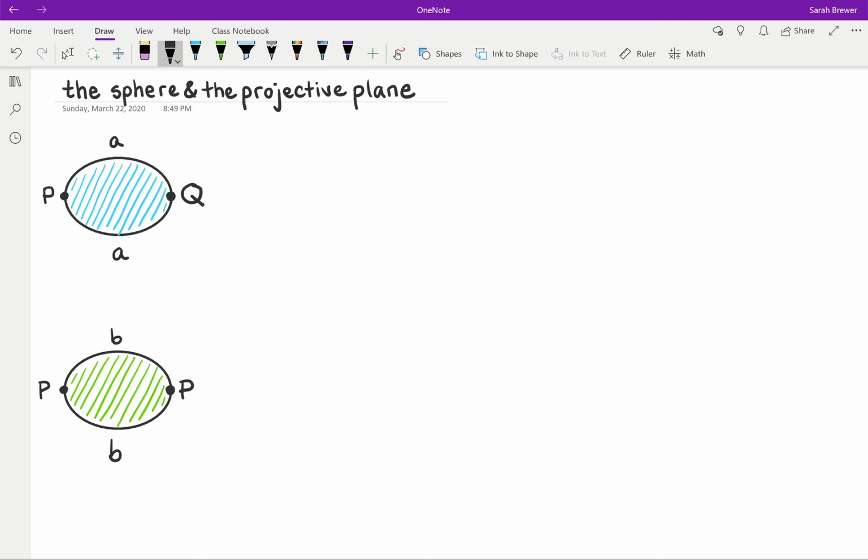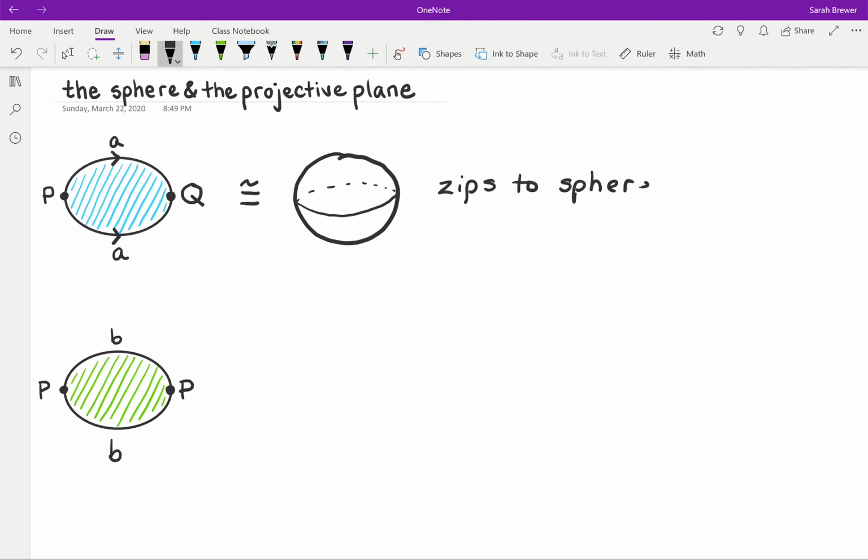So in the top example, we're going to orient both A edges like this, so that when we glue those two edges together, what we end up with is a sphere. So this thing zips to a sphere.